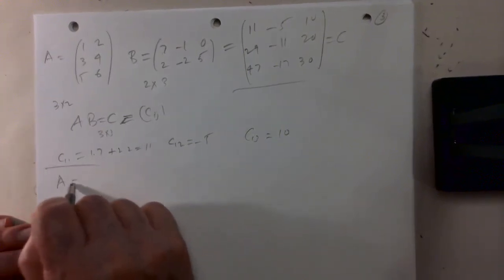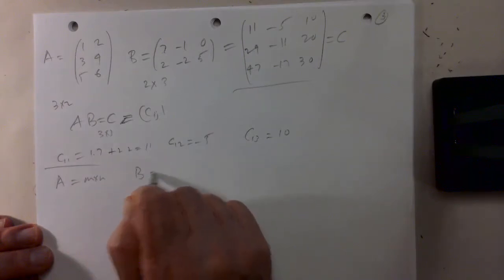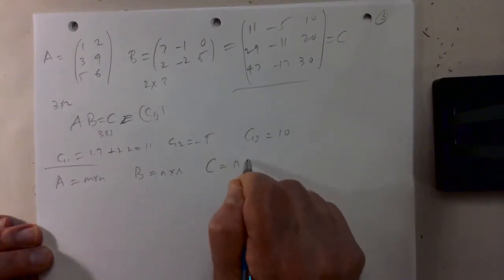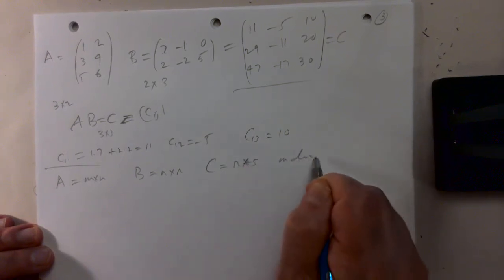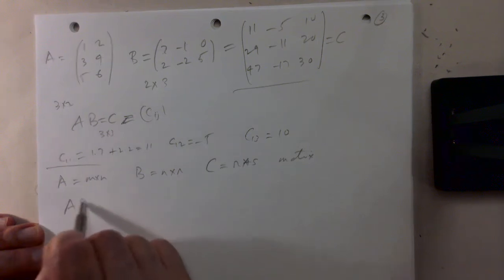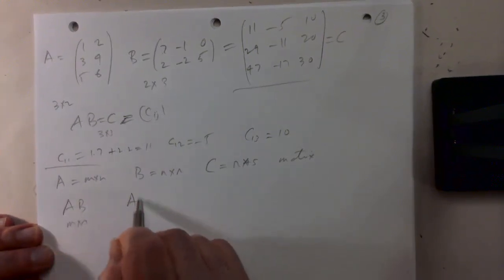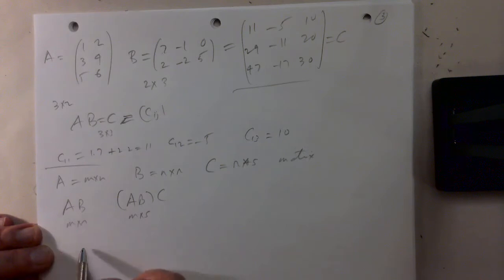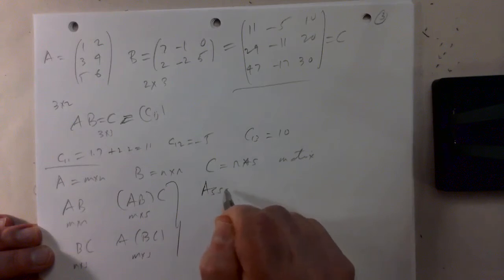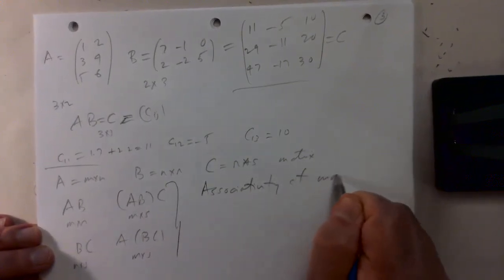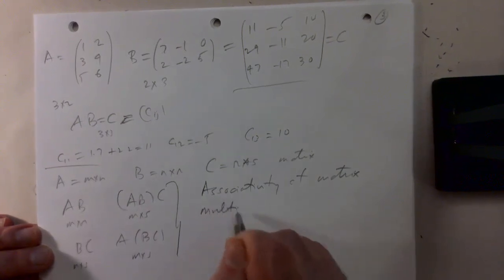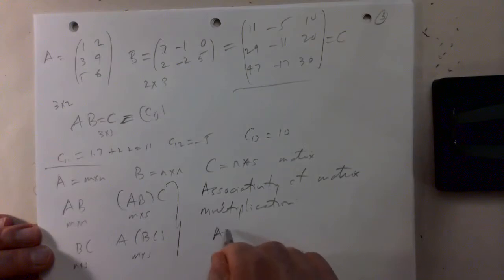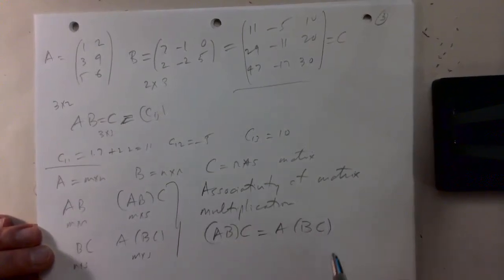In general, if you have A is an M by N matrix, B is an N by R matrix, and C is, let's say, an R by S matrix, AB is M by R, so AB times C, this is M by R, R by S, this is M by S. If you take BC, that's an N by S matrix, and A times BC is an M by S matrix. And for all matrix multiplication, you have associativity. AB times C is A times BC.